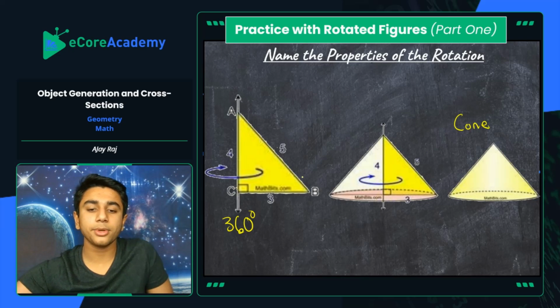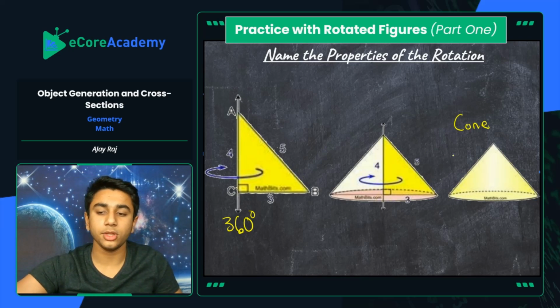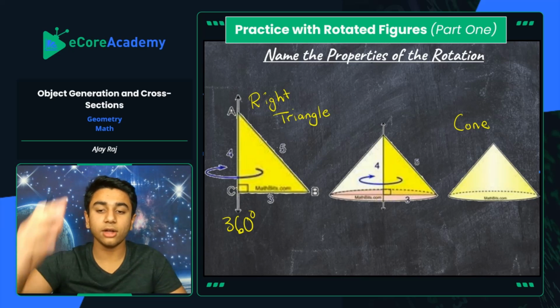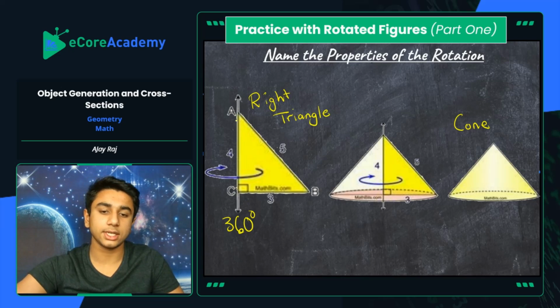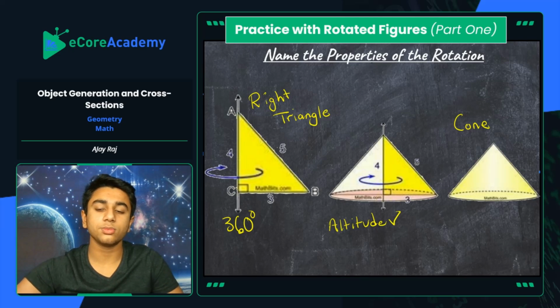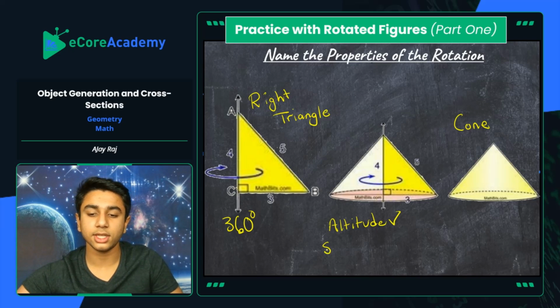And what are some properties that this given cone inherits from this right triangle? Well, as you can see here, the direct altitude of your cone is going to be the same exact altitude of your right triangle. So altitude is going to be the same. And then, of course, we have our hypotenuse. But in terms of a cone, it's going to be your slant height. So your slant height is going to be the same.